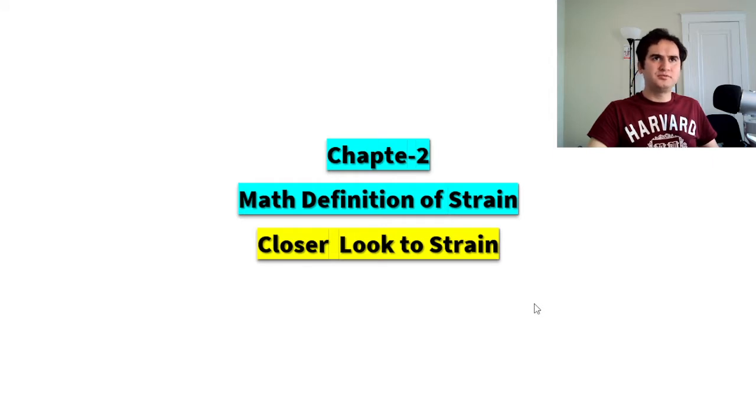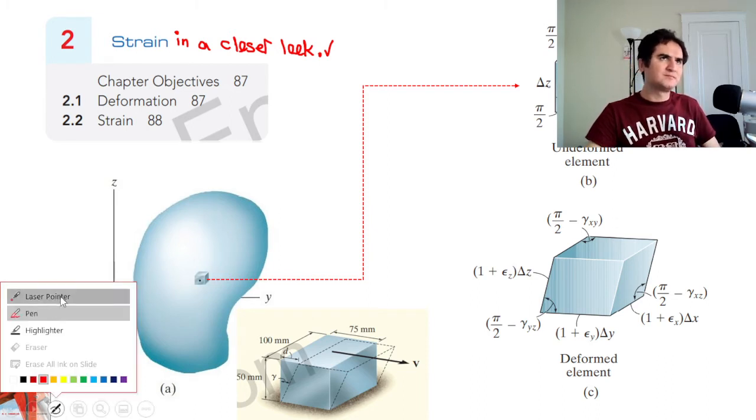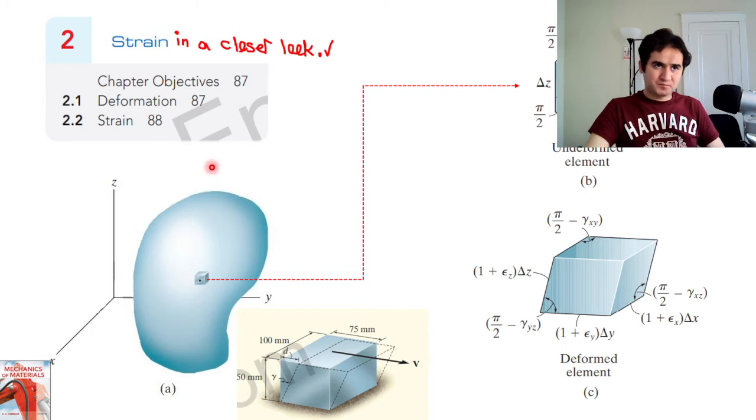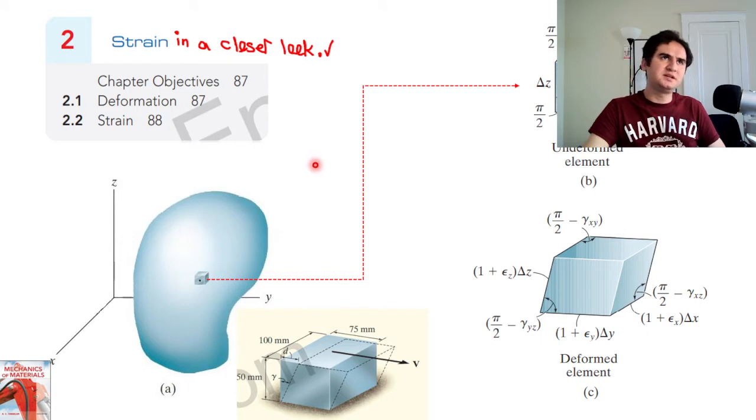Hi, Chapter 2, Math Definition of a Strain. A closer look at a strain. If we want to have a closer look at a strain, so if you take this element out of a whole structure and study it, in terms of a strain, it is nothing but change of length over original length.